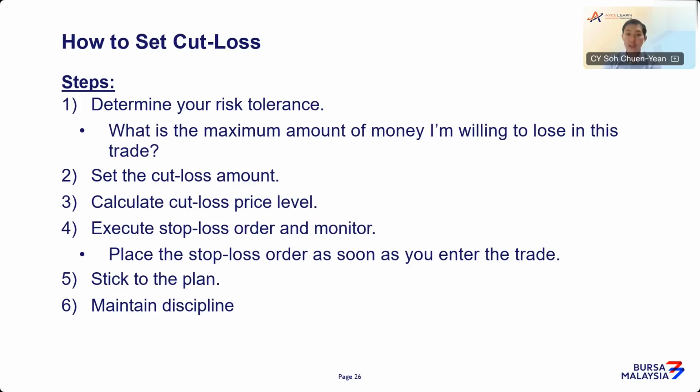Thirdly, you need to calculate the cut loss price level. Based on your risk tolerance and your position size, you need to calculate the price level at which you will cut your losses. This is where you will exit if the trade goes against you. Later we will be running through some examples on that. Number 4, once the price hits your cut loss price level, you need to execute your stop loss order. Whether you use a stop order, limit order, or market order, that's fine. You just need to get out of your trade as soon as possible.